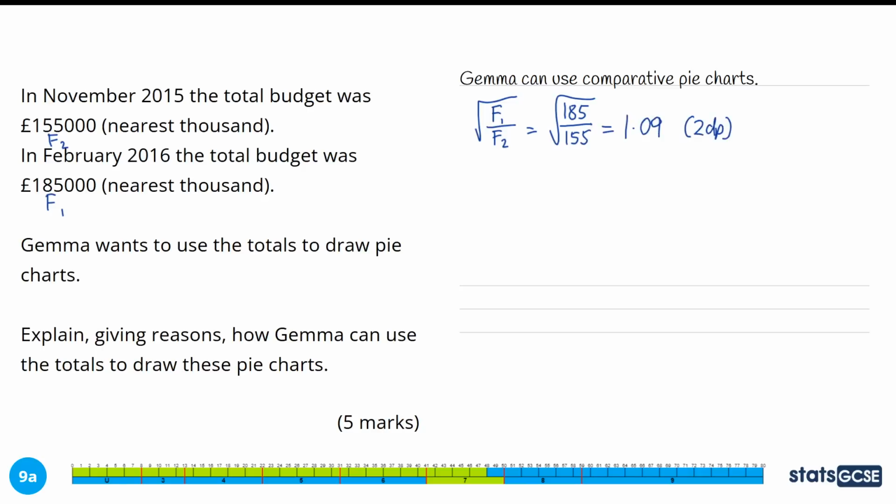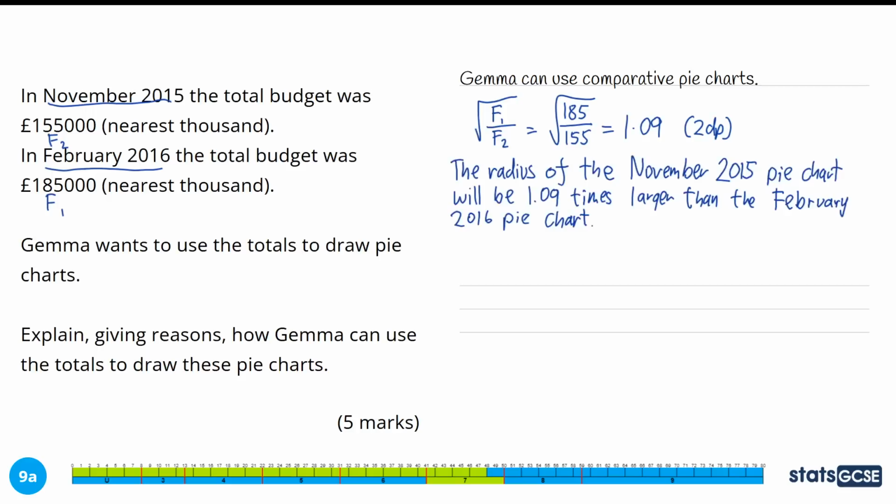So what does that 1.09 mean? That 1.09 means that the February 2016 pie chart is going to be 1.09 bigger than the November 2015. Essentially, the radius or diameter will be 1.09 bigger. And we need to make sure we write this in a sentence. So the radius of the November 2015 pie chart will be 1.09 times larger than the February 2016 pie chart.